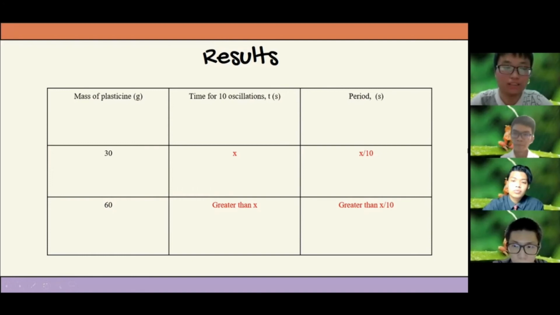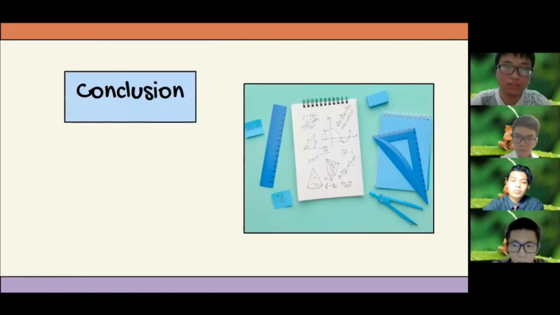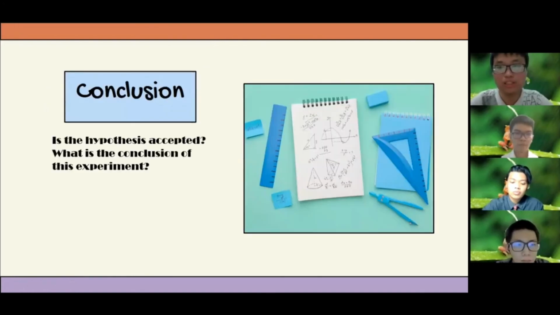So thank you, Alex. Conclusion. So class, is the hypothesis accepted? What is the conclusion of this experiment? Alex, can you tell the class? Okay, teacher, the hypothesis is accepted, and my conclusion is that the object with a larger mass will have a larger inertia. The reason behind this is because it's difficult for an object to move, especially with larger mass.